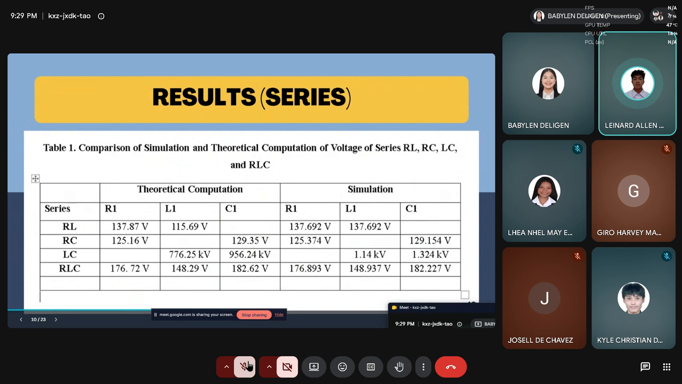And for the results, the laboratory showed that the theoretical calculations and Multisim simulation results closely match, confirming the accuracy of AC circuit analysis. Resistive circuits consume real power, while inductive and capacitive circuits mainly store and release energy. RL, RC, LC, and RLC circuits behave as expected, and parallel circuits verified that voltage remains the same across the branches, while current depends on impedance. Overall, the experiment successfully validated the fundamental principles of AC circuits, with only minor differences due to rounding and simulation limitations.